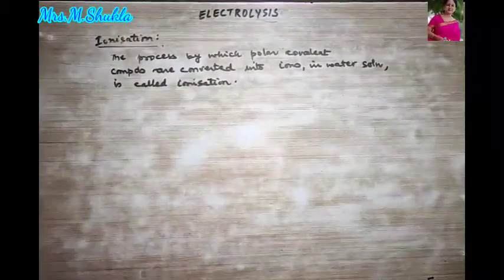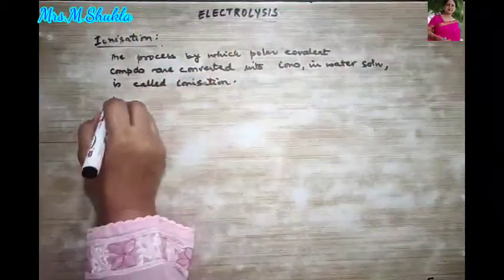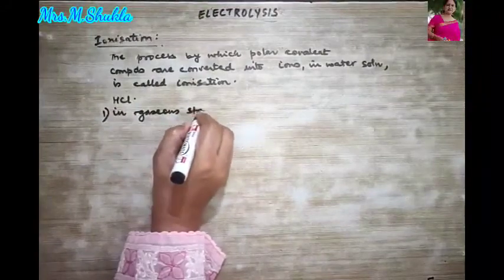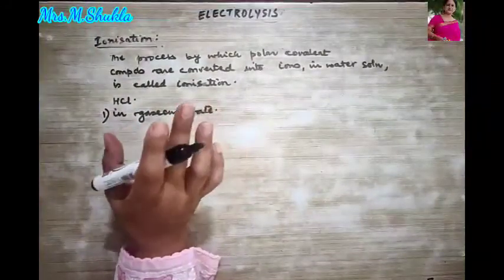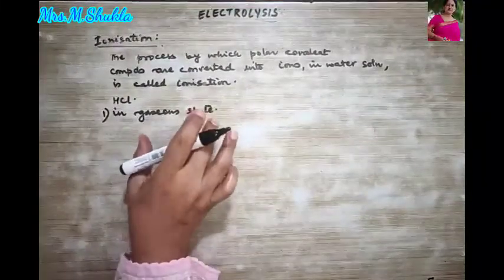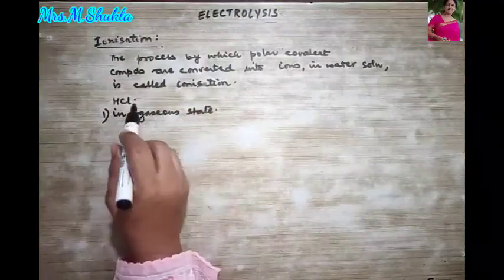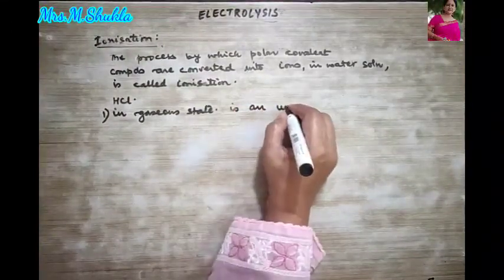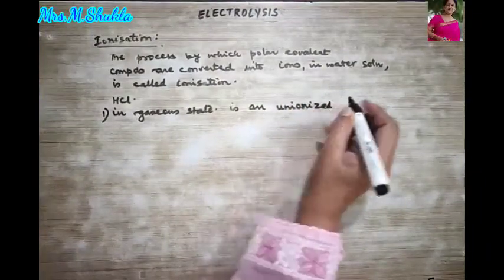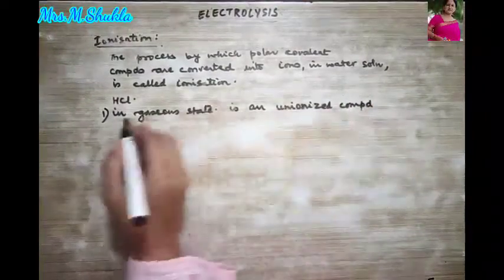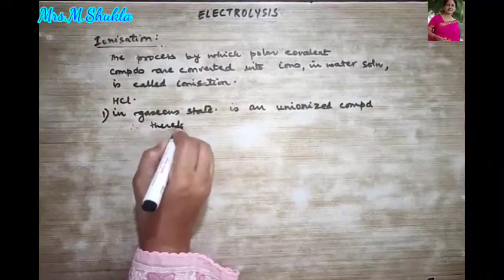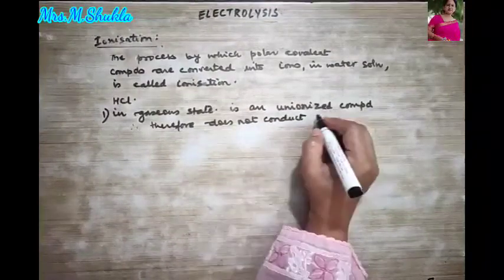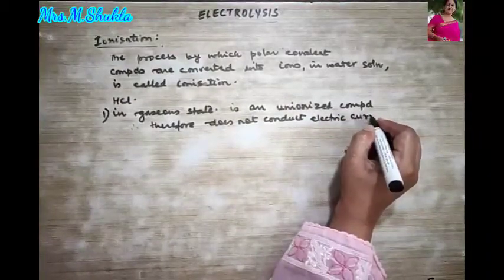Clear? So let us take an example of HCl. So HCl, first point, in gaseous state or in its pure liquid state, this is an unionized compound, okay, and it will not conduct electric current. So I'm writing it down over here. HCl in the gaseous state is an unionized compound and therefore does not conduct electric current. I hope this is very clear to you.